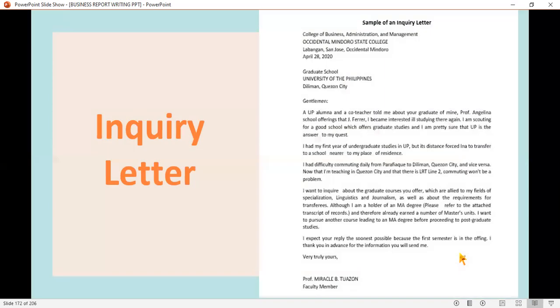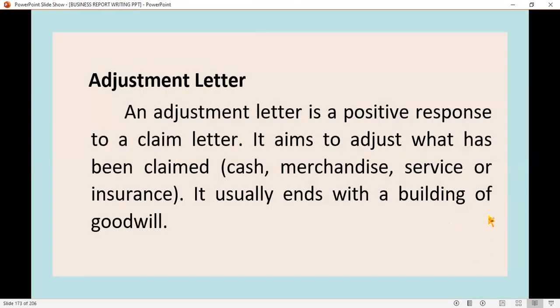So next is an adjustment letter. An adjustment letter is a positive response to a claim letter. It aims to adjust what has been claimed, for example, cash, merchandise, service, or insurance. So it usually ends with a building of goodwill.